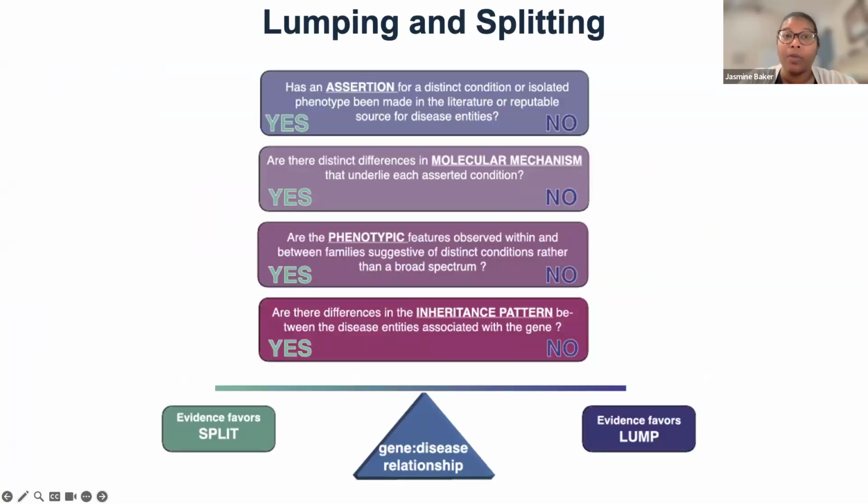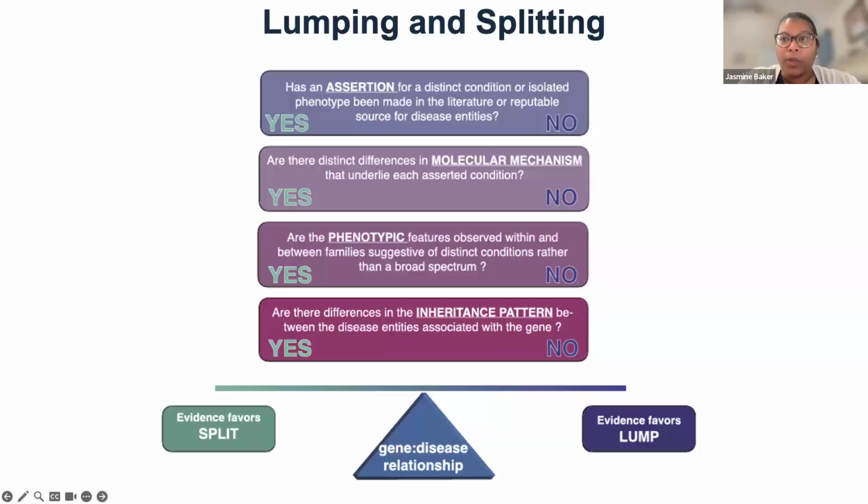So now we're going to move into lumping and splitting. Lumping and splitting is the very first phase of the first step in pre-curation. Combined with literature searching, our curators are going to be answering yes or no to these questions. They're going to see, is there an assertion for a distinct condition or isolated phenotype? Has it been made before, maybe by OMIM or Mondo or a different group?